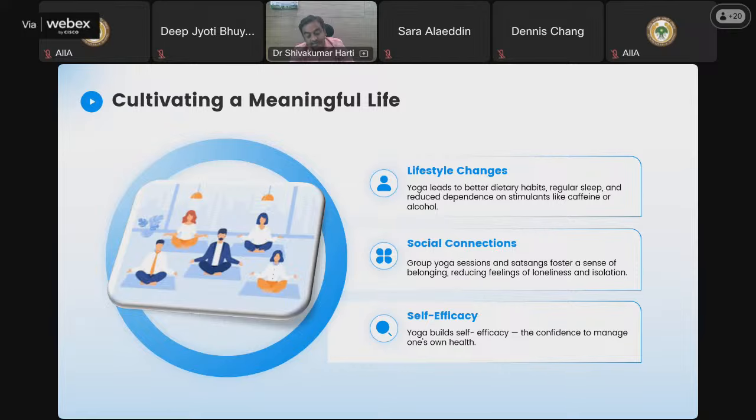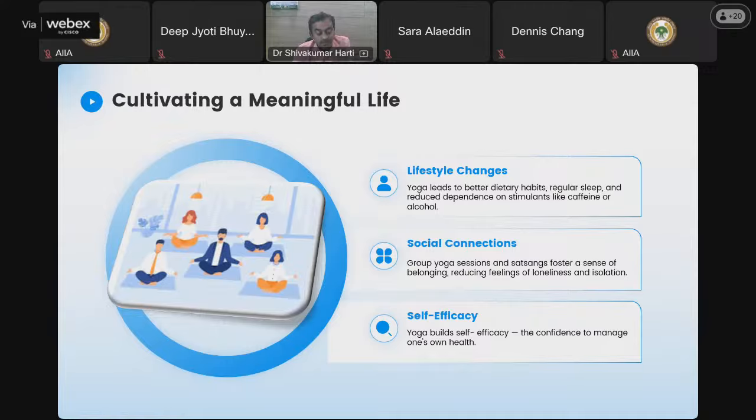And our health has lifestyle and social dimensions too. Healthy aging is not only about physical or mental health, it's also about living meaningfully. Yoga cultivates discipline, moderation, and mindfulness in daily life. Practicing yoga often leads to better dietary habits, regular sleep, and reduced dependence on stimulants like caffeine and alcohol. Now, these lifestyle changes align with what Ayurveda calls.